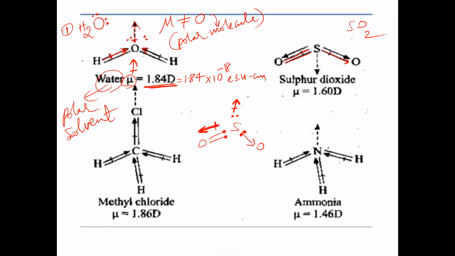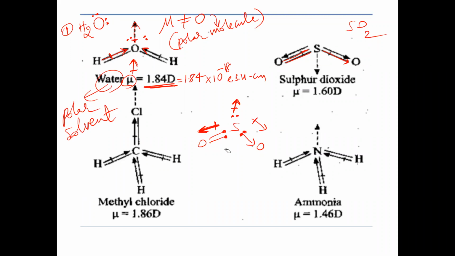Is that clear? Here also, between S and O, which is more electronegative? Oxygen. Therefore, again a crossed arrow. Crossed arrow indicates the dipole moment. And this normal arrow indicates what? Dative bond, and it is a double bond.